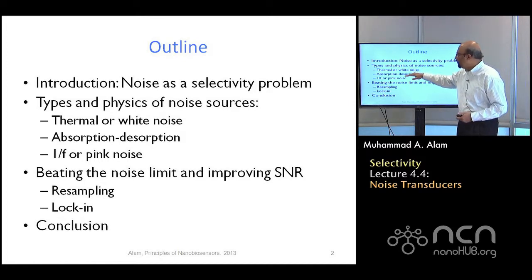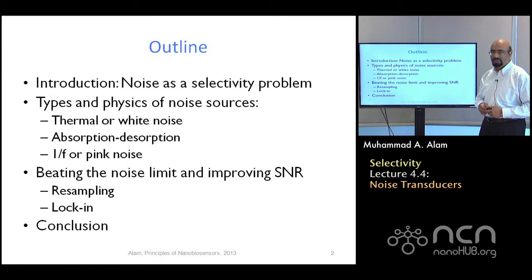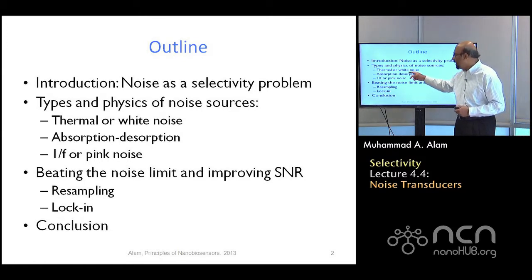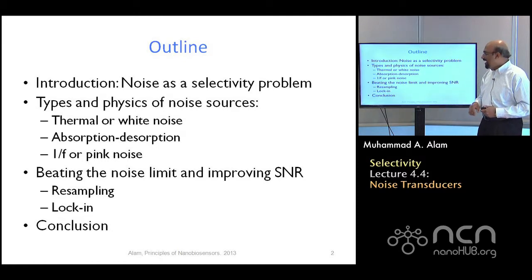I will explain different types of noise sources that are important. And then, in particular, I will explain the math associated with it, or the physics associated with the white noise and the pink noise. And then, once we describe what the noises are, just like we have done previously, we'll try to see if there is any way to improve the signal-to-noise ratio, or can we suppress the noise somehow so that we can have improved detection and better selectivity.